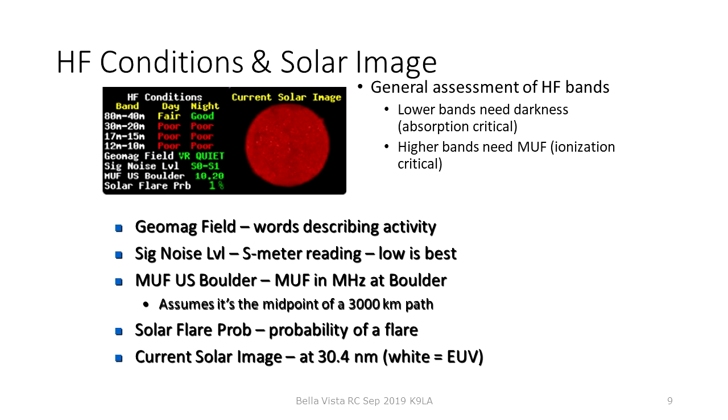On the other hand, the higher bands need ionization. In other words, they need a high MUF. And that means, like I said, the ionization is critical. So if the solar flux index and the sunspot number and that 304 angstrom number are high, probably you'll see good for the higher bands instead of poor.